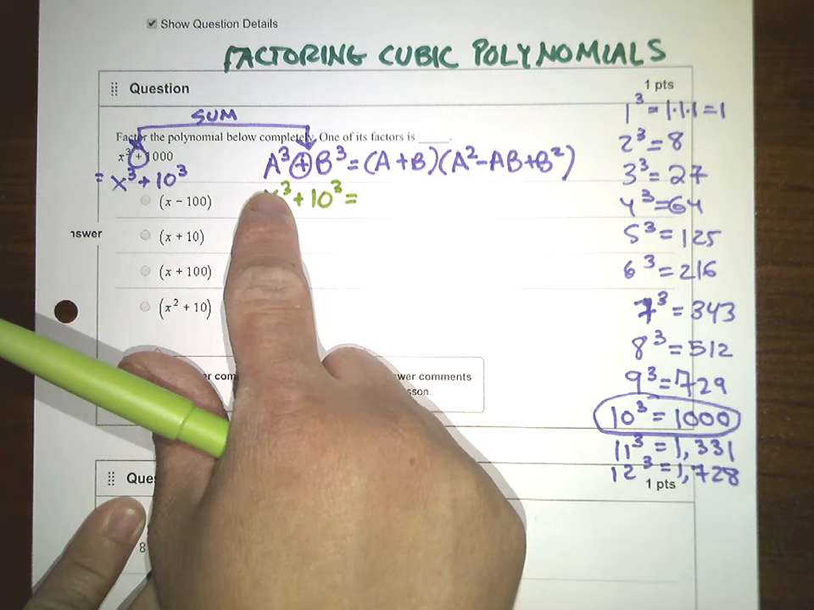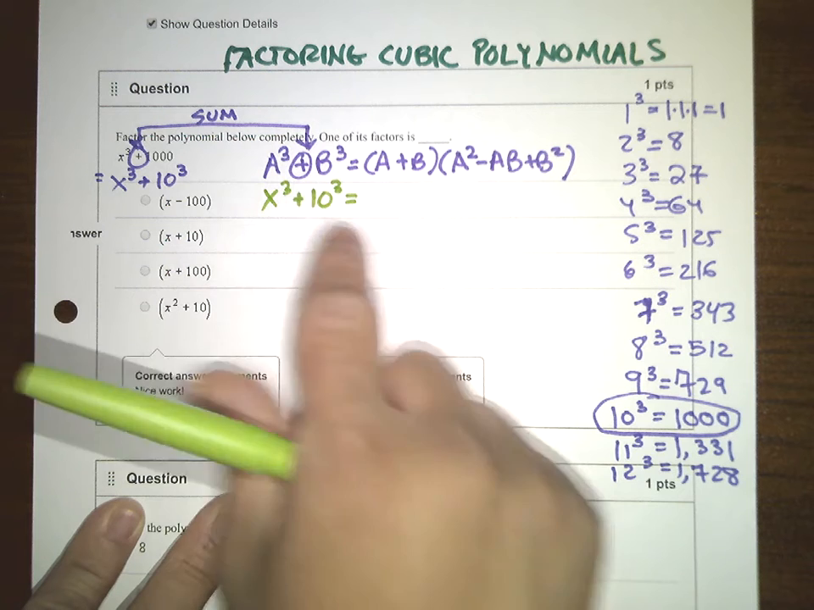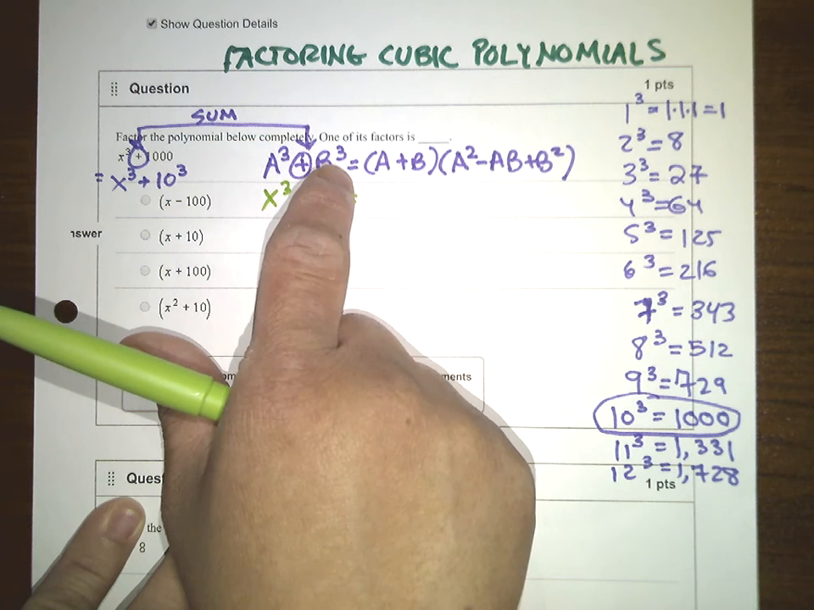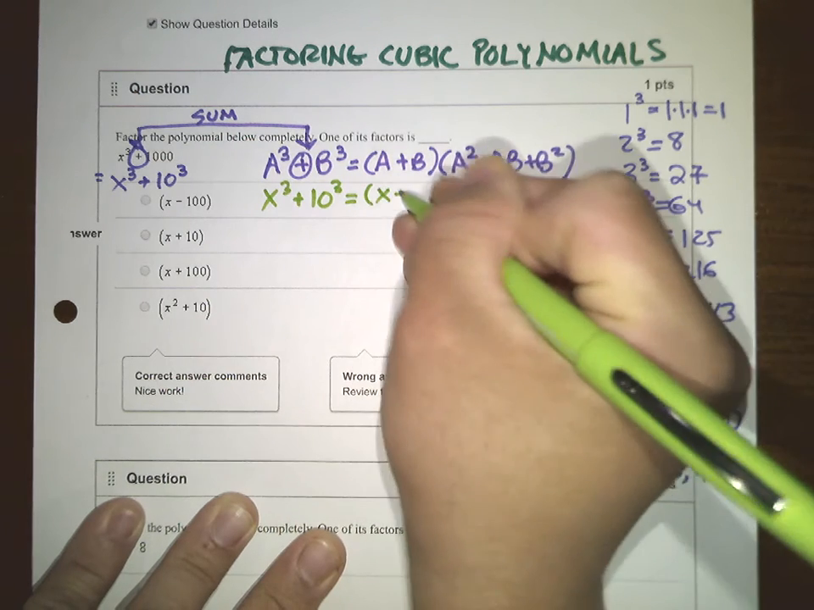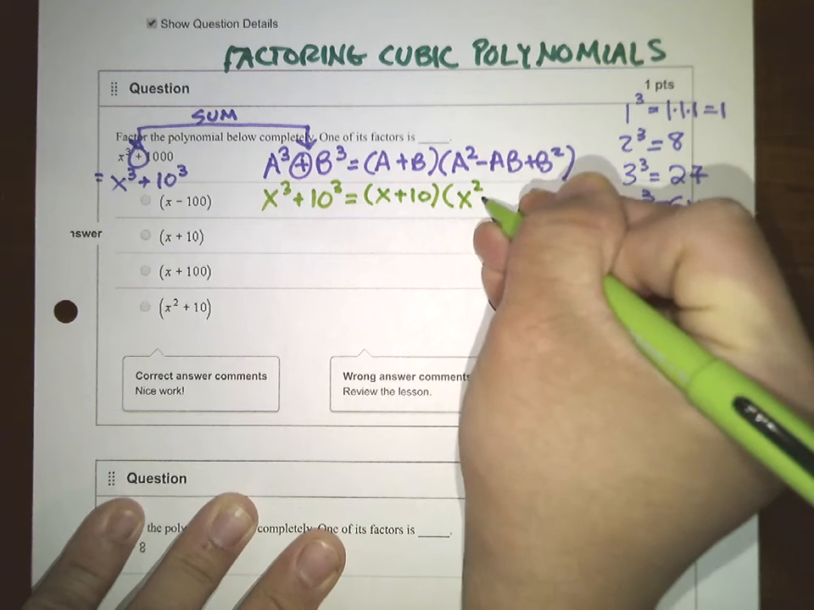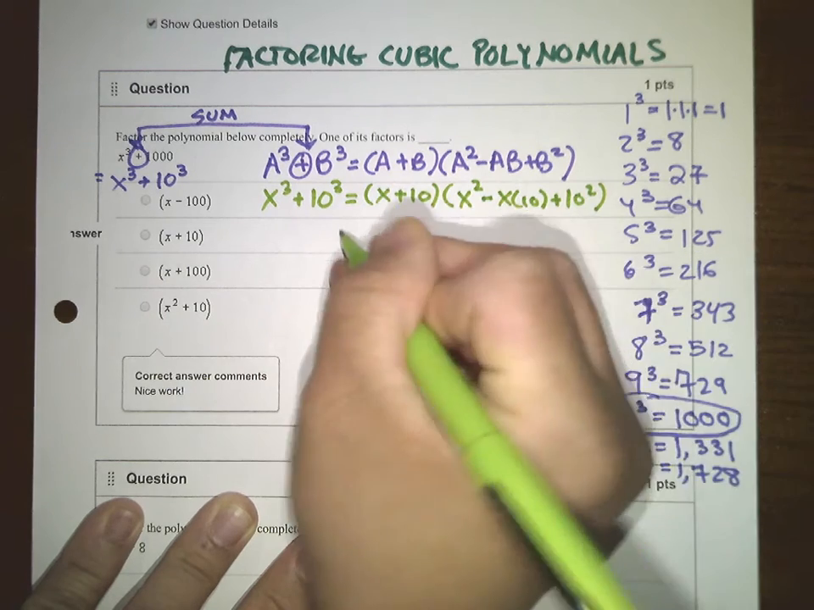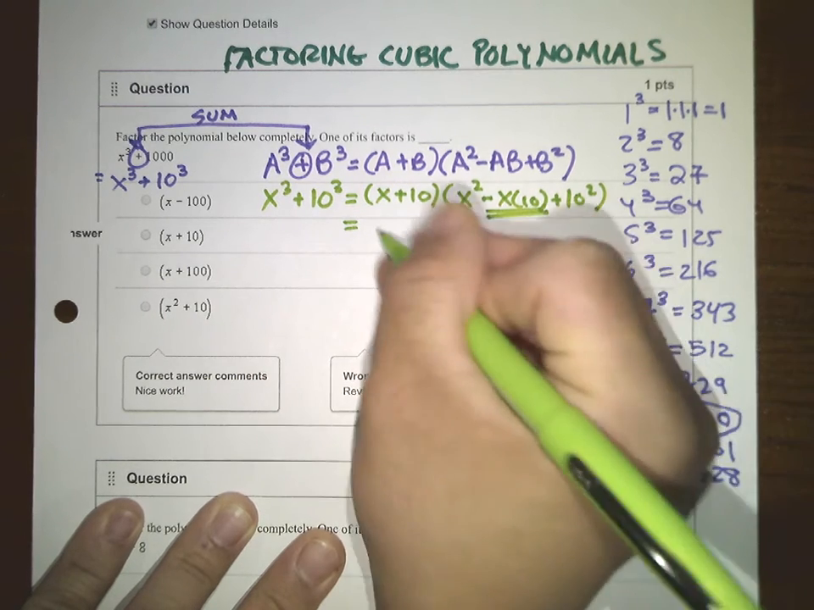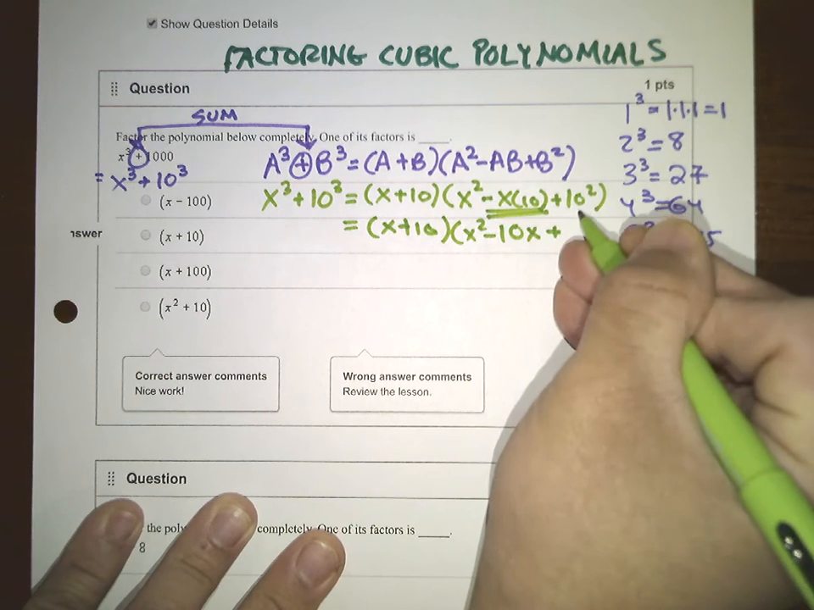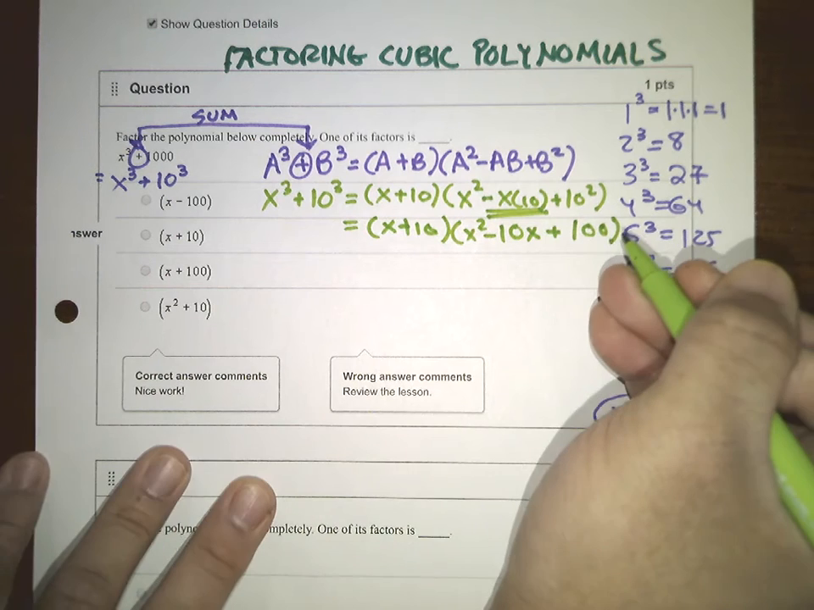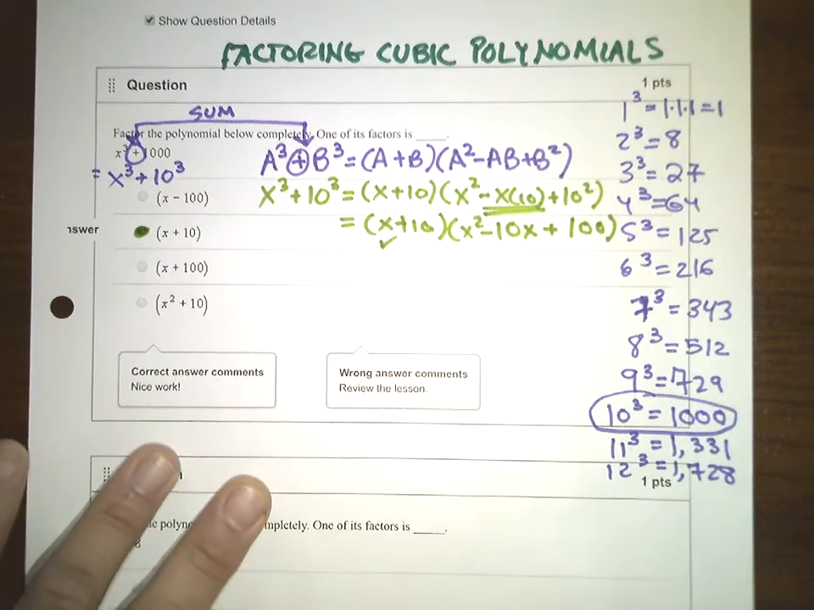All right, so the formula is a cubed plus b cubed is a plus b times a squared minus ab plus b squared. I'm going to have x plus 10 times x squared minus x times 10 plus 10 squared. And then I wouldn't ever usually write x10. I'm going to rewrite it as 10x, and then 10 squared is 100. So then I see that one of the factors is x plus 10.